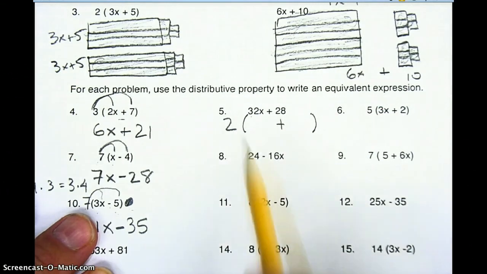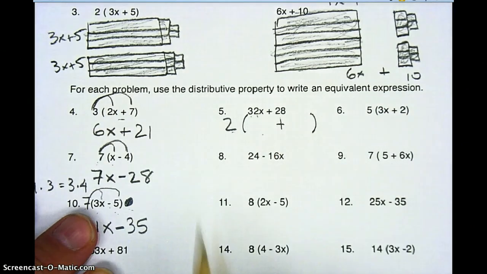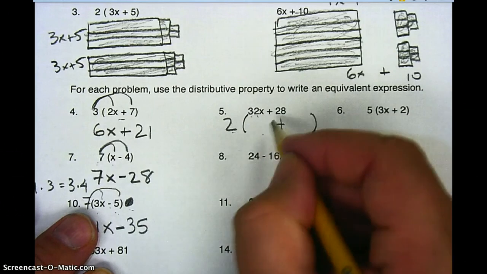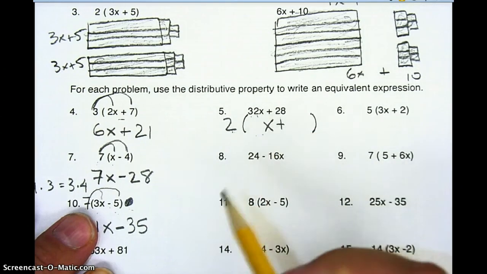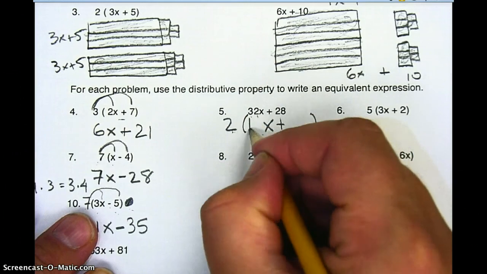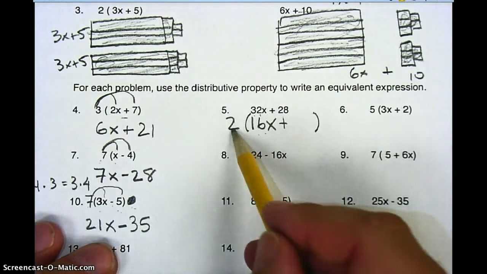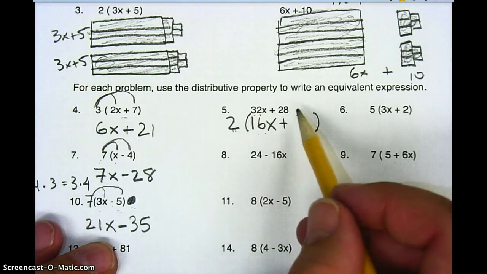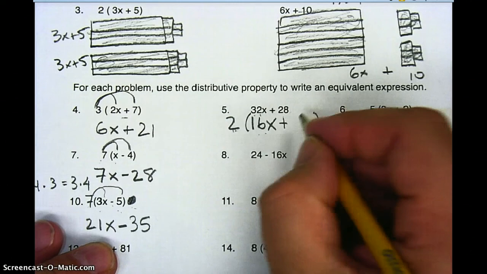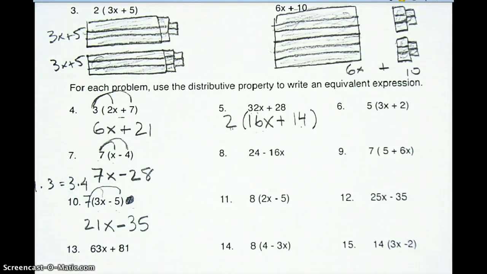And then I ask, 2 times what is 32x? Well, I know there's got to be an x in there because there's no x here. So 2 times what is 32? That's got to be 16. But now I have to look at the second part. 2 times what is 28? To do that, I can just divide 28 by 2. And I know that that's 14. That's one answer that I would accept for this.